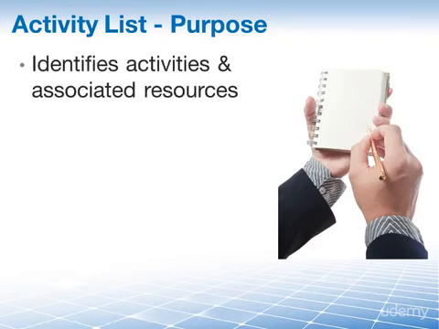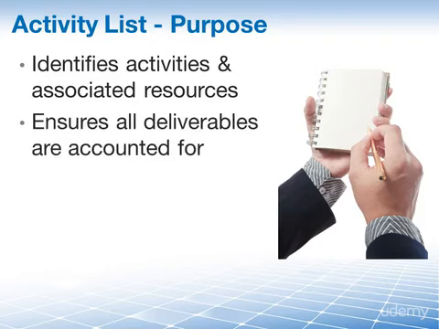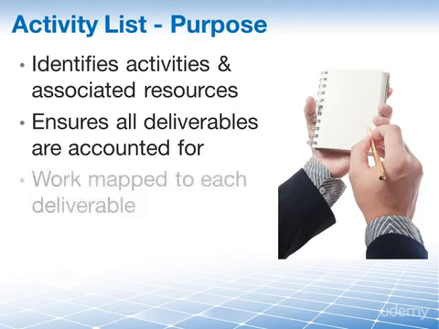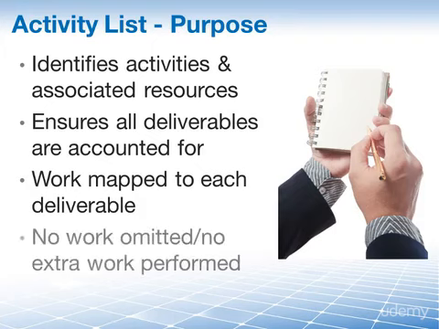Well, it identifies the activities that will need resources. The activity list ensures that all of the deliverables on the WBS, all of the work packages in the WBS, are accounted for, and that the necessary work is mapped to each of the deliverables. It makes sure that no work is left out and no extra work is performed.